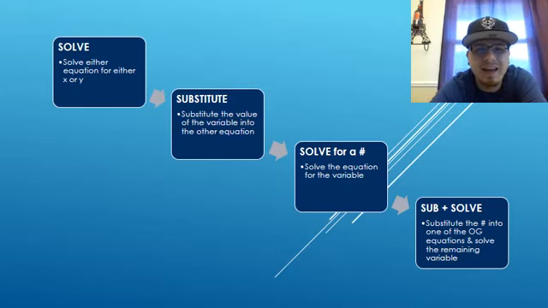You then take that variable that you just solved for, so the x or the y, and substitute it into the other equation. So you're going to take your x equals, say, 3y plus 2, and put that in for x. Once you substitute that in, and make sure you use parentheses to show that you're going to be using the distributive property, you will solve that equation for a number. So x will equal a number, or y will equal a number.